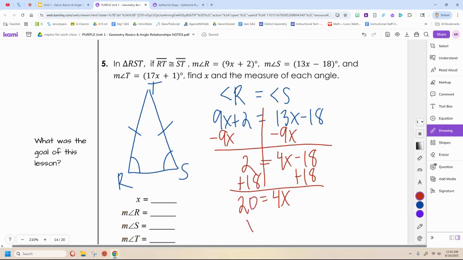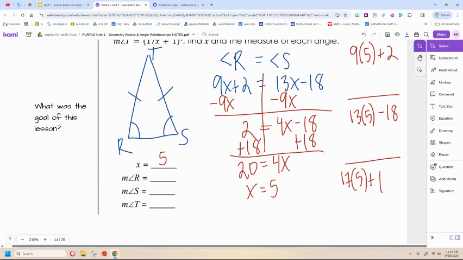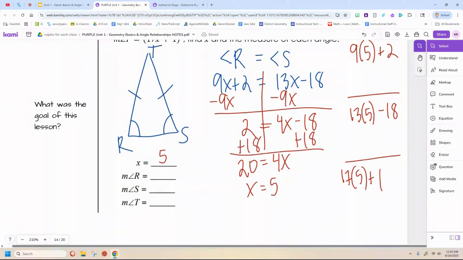Whoops. What does x equal? 5. Good. And now I'm literally just going to go 9 times 5 plus 2. And I'm going to do 13 times 5 minus 18. And 17 times 5 plus 1. And I'm just going to evaluate all of those. And those 3 answers should add up to what, my friends? 180. So you guys work on those.